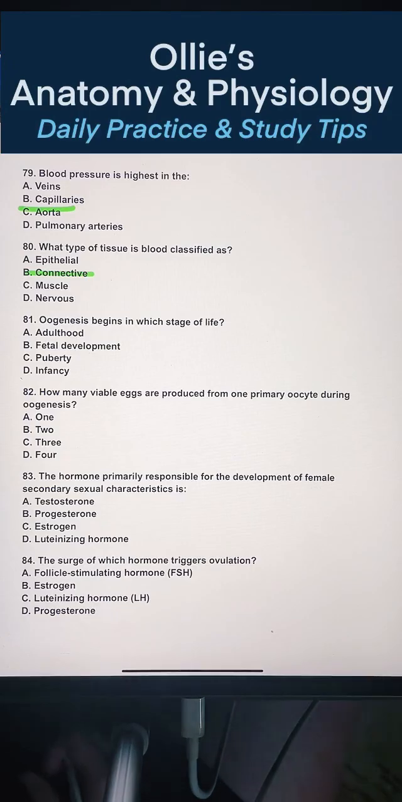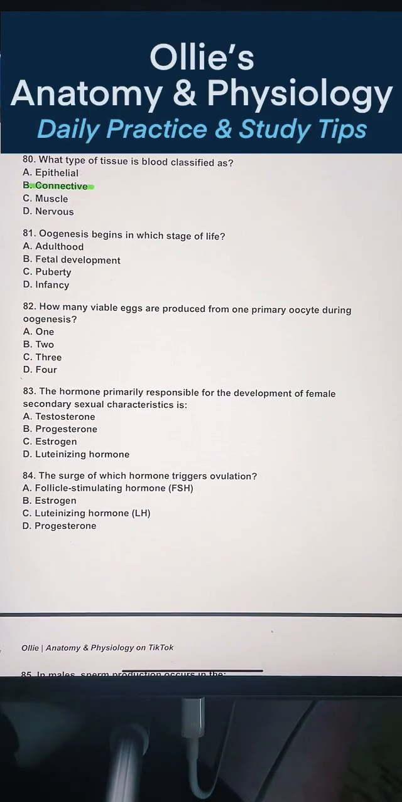Number 81, I have some reproductive system questions in here. I know a lot of people have their exams coming up for that, and they've been struggling with it a little bit. So I have a question here. Number 81, oogenesis begins in which stage of life? Which stage?